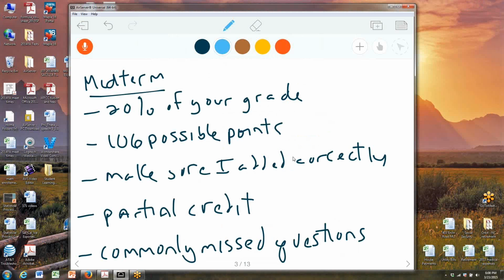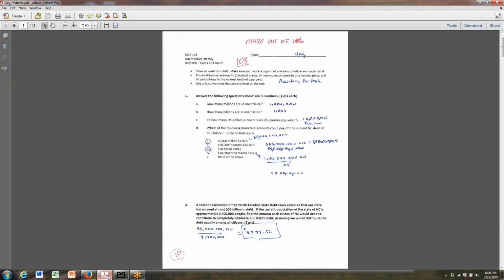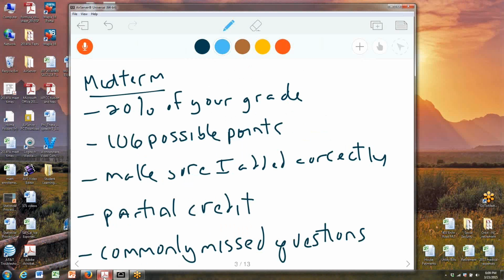Make sure I added up all the points correctly. On each page, you should have a number beside each question, how many points you got right, and then a number at the bottom of the page, like this number 10 in the bottom left, of how many points you got for the page. Make sure I added all those up. And then whatever that added to out of 106, divide that out, and that's your percent grade for the midterm. So make sure I added those up right. It is within the realm of possibility that I didn't.